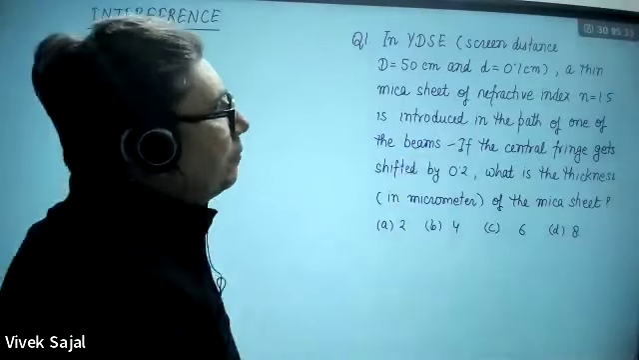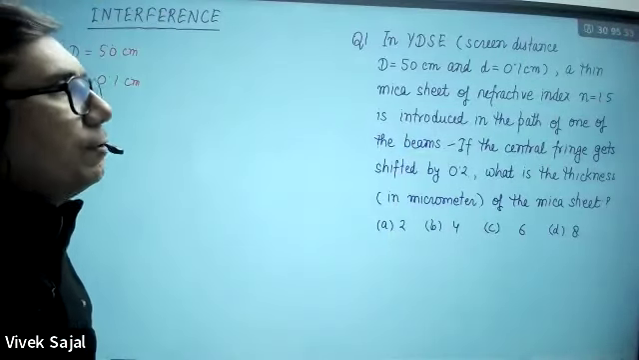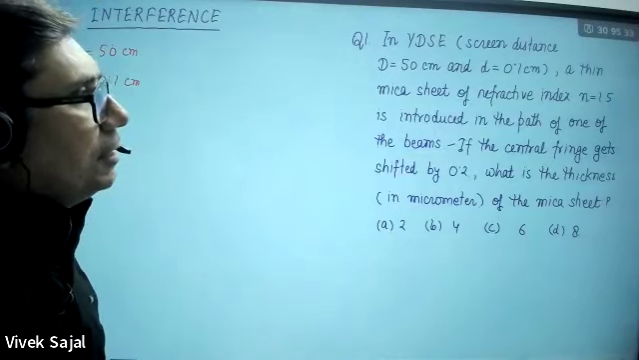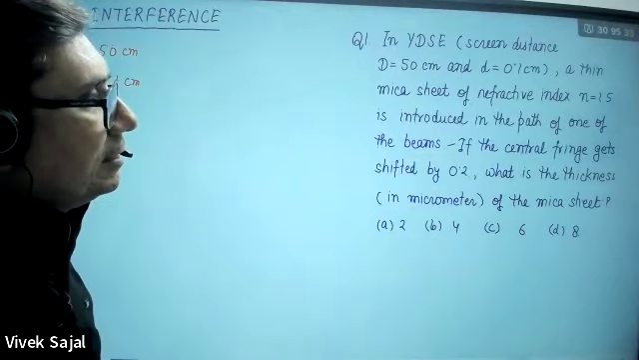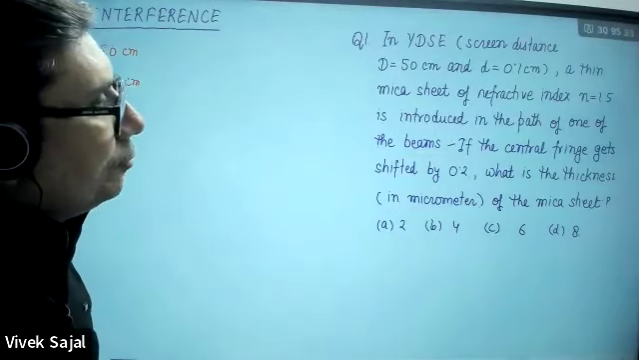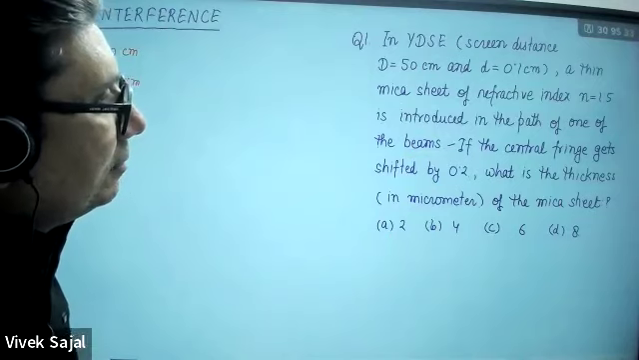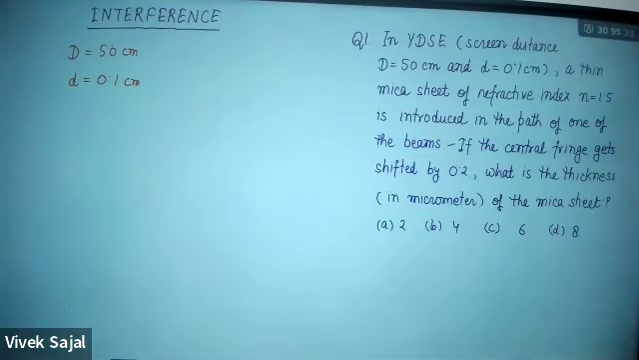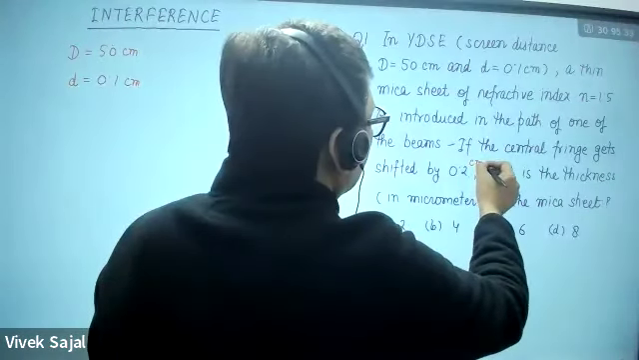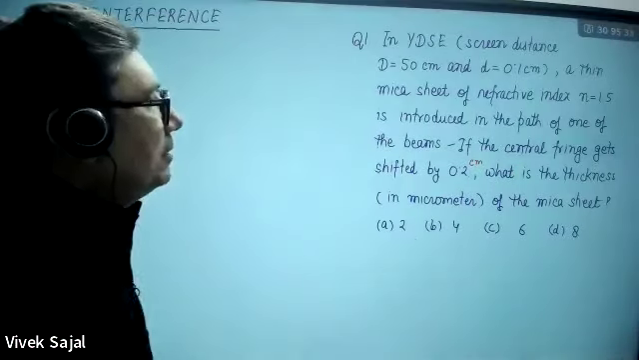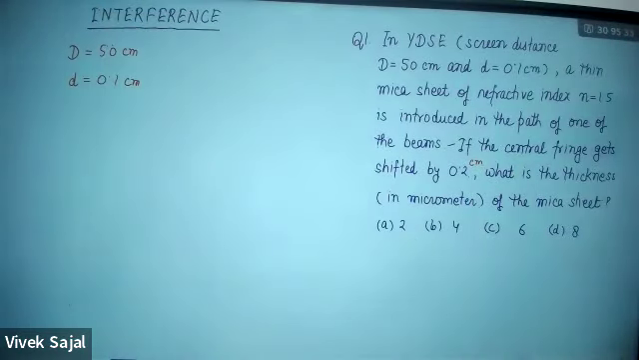A thin mica sheet of refractive index n equal to 1.5 is introduced in the path of one of the beams. If the central fringe gets shifted by 0.2, what is the thickness in micrometer of the mica sheet? You have to find out the thickness. So here this should be 0.2 centimeter. So make it correct. If the central fringe gets shifted by 0.2 centimeters.